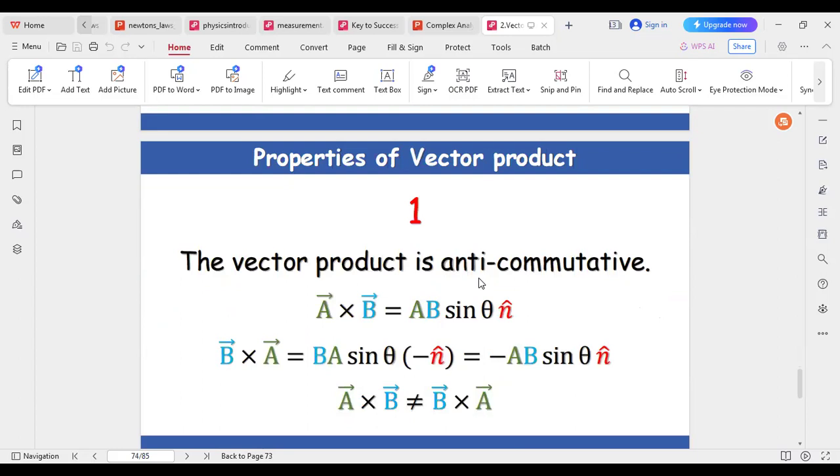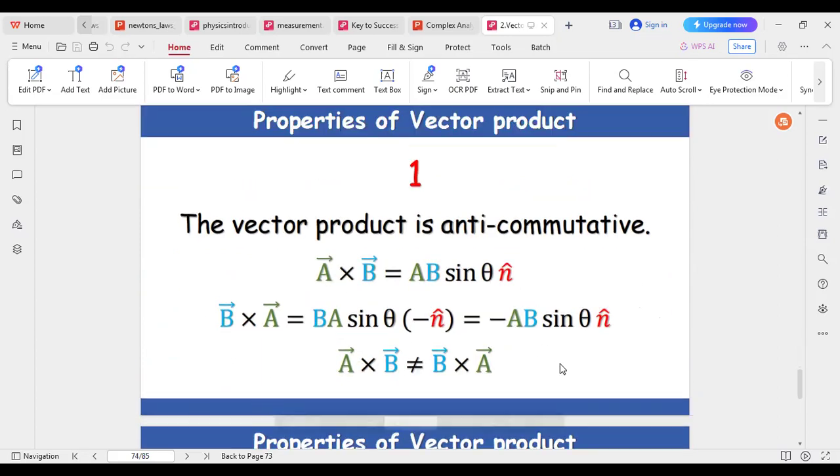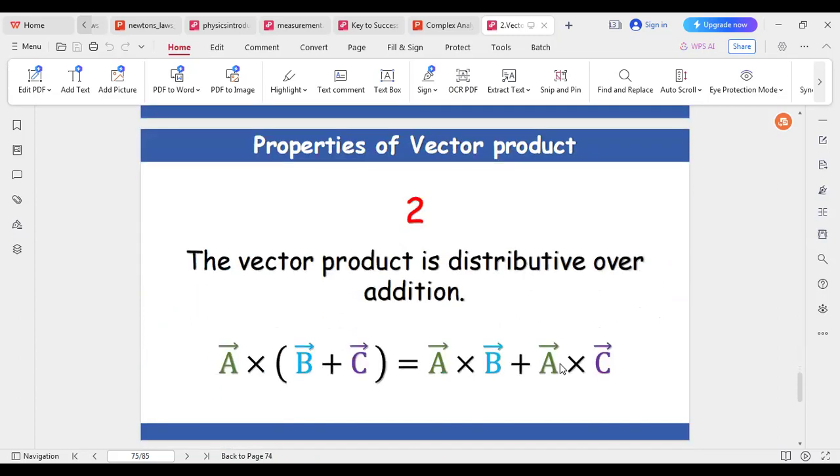Similarly, properties of vector product: A cross B equals AB sin theta. So B cross A equals minus AB sin theta. This is why it cannot maintain the commutative law. Now, property 2: the vector product is distributive over addition.